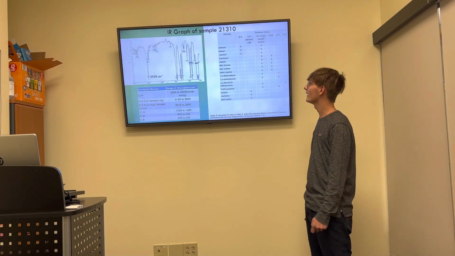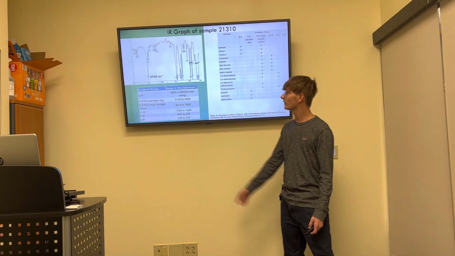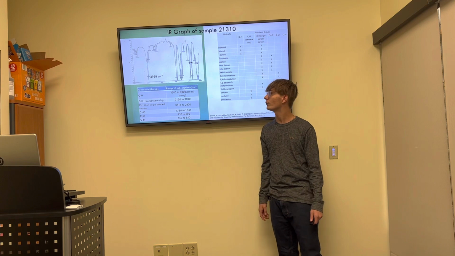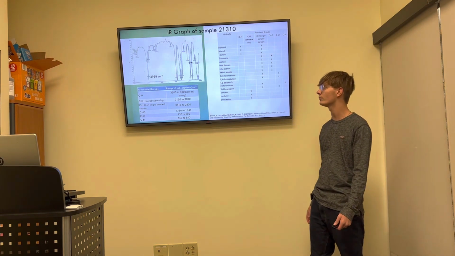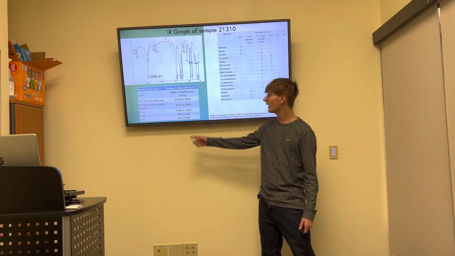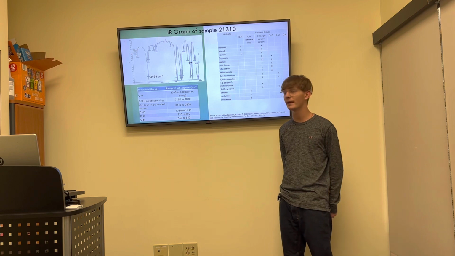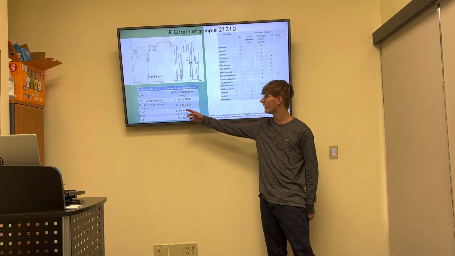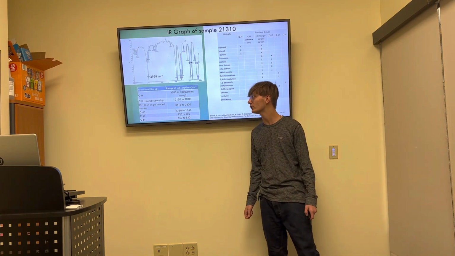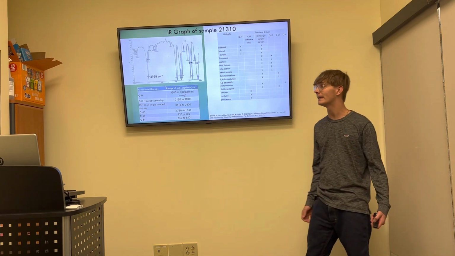Now looking at sample 21310, you can see that the IR graph shows a peak around 2,958 and 771. Looking at this table provided by the Chem Lab manual, that tells us that we have a carbon with a hydrogen singly bonded to it and a carbon chloride bond. But what does that mean?